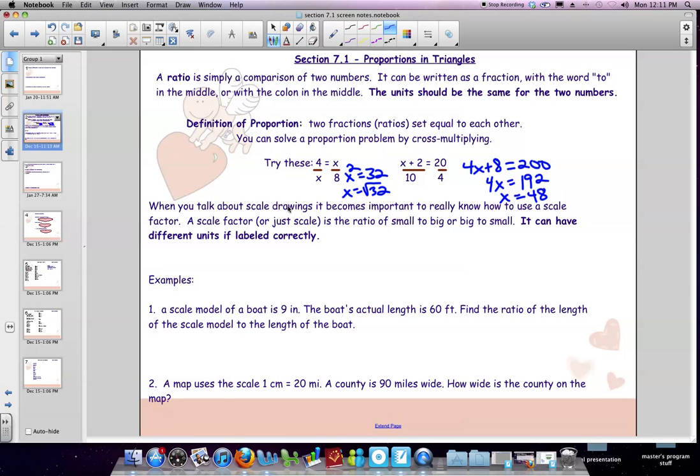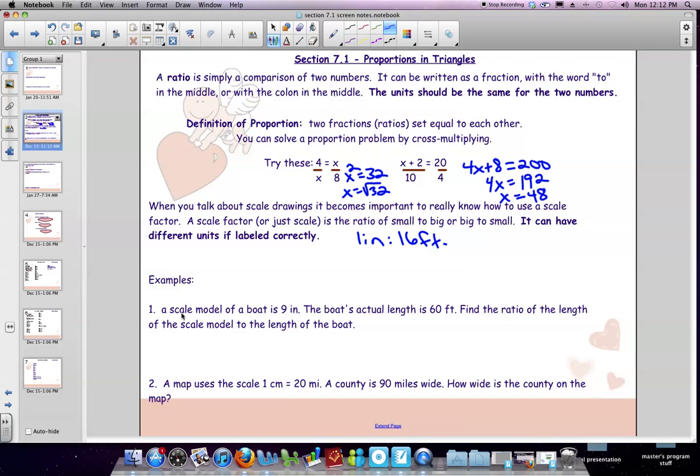When we talk about scale factors and scale drawings, our scale factor is a ratio. It's either a ratio that takes a smaller figure to a bigger figure or from a bigger figure to a smaller figure. The difference between a scale factor and a ratio is that the units can be different. A scale factor can read something like 1 inch is equivalent to 16 feet. Notice the units are different there. That makes it different than just a plain ratio.